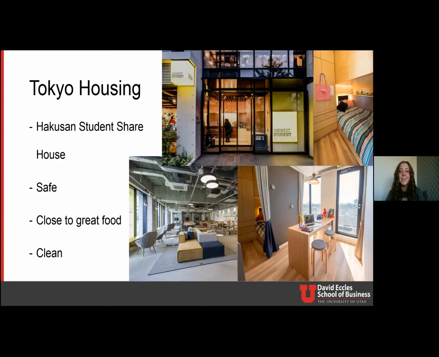So in Japan, in Tokyo, you'll be staying in the Hakusan Student Share House, which is absolutely gorgeous. I could look at their website all day. It's super safe, a clean environment, with lots of great places to study and a great community. Also, after speaking with Professor Oh, I found out some really cool details about this housing. It's close to wonderful food. Japan has a great food experience, which I will go into details about later. But it's also really close to a couple of amusement rides, which is super special and a great way to spend your weekend, in my opinion.